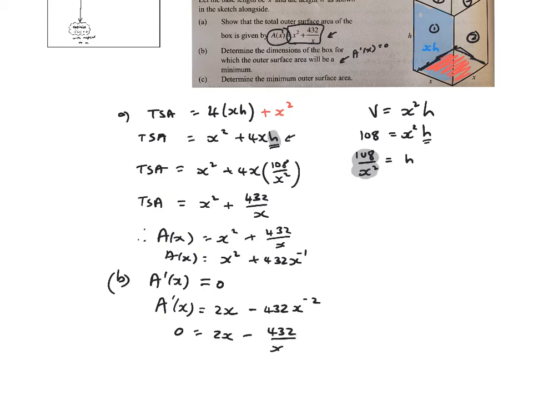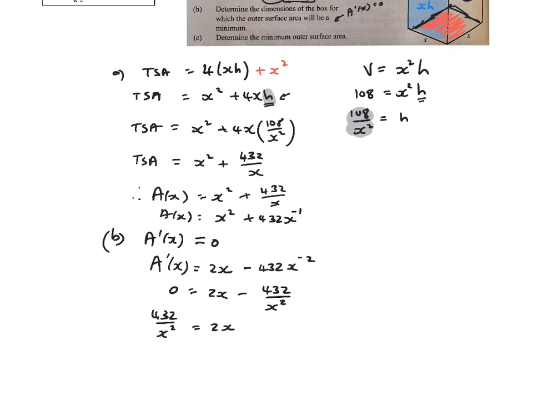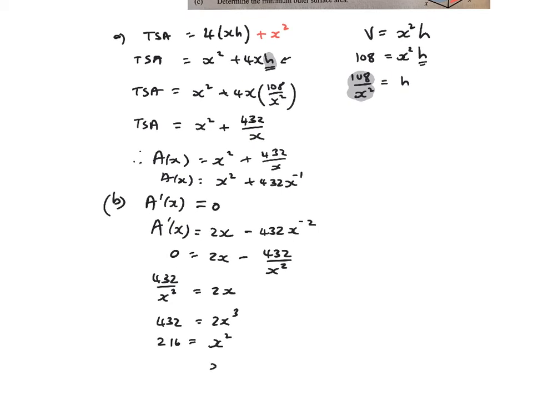432, and then that's over x squared, right? Add that on both sides. 432 over x squared is equal to 2x. Multiply by x squared on both sides, so therefore 432 is equal to 2x cubed. Then you want to get x, right? Divide by 2 on both sides, that's 216. What's the cube root of 216? That is equal to 6.